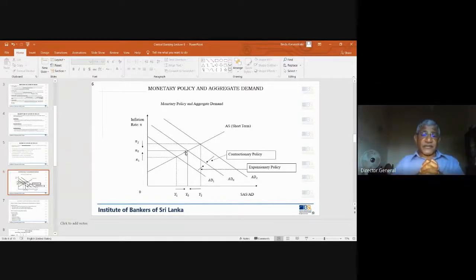What will happen? They will have more money. Then if the government is spending by borrowing from the central bank, or borrowing from the banking system, those things we will discuss later. Assume for the time being that 6 billion rupees will go to the people's hands.